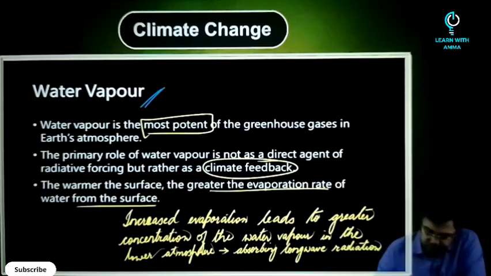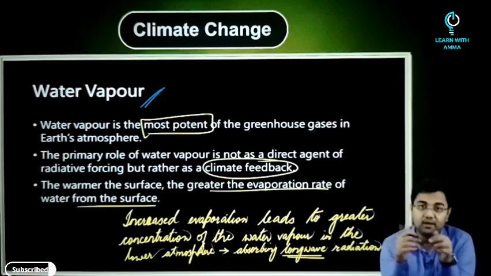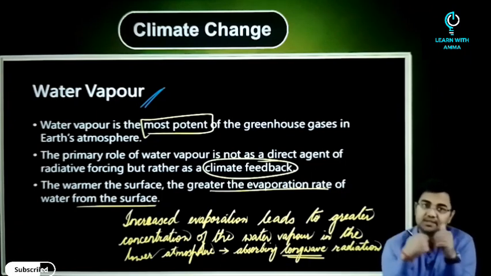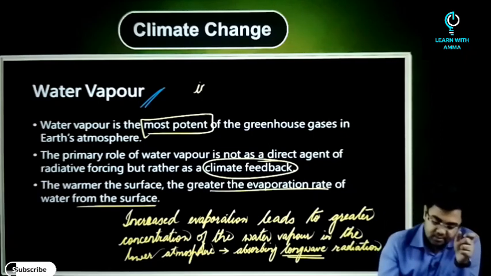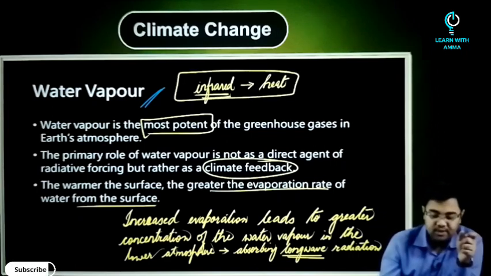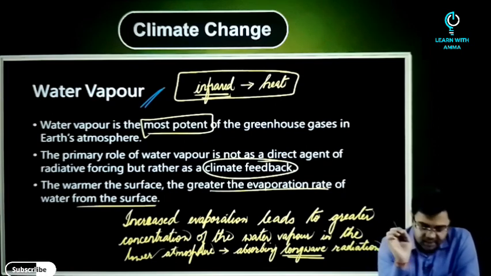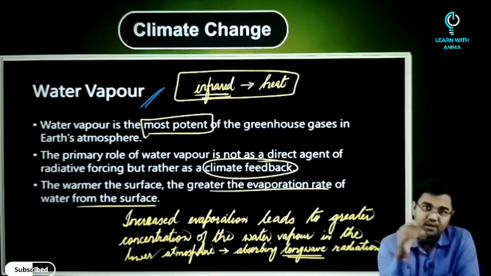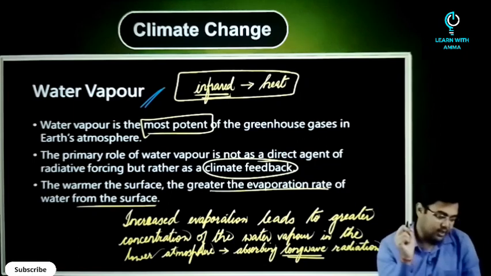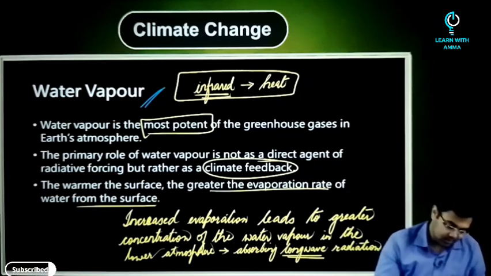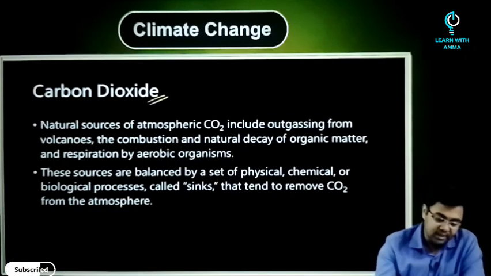If you remember, we talked about the fact that long wave radiation comes back from the terrestrial radiation. It is the reflected radiation that we have, and since it is infrared, always remember that infrared radiation is associated with heat. Since these infrared radiations are being trapped by water vapor, it increases the general temperature of the surface and the lower atmosphere. I hope I'm clear.